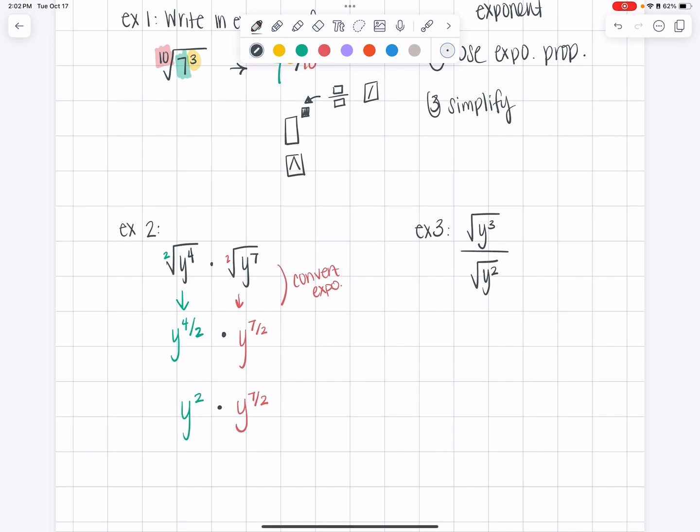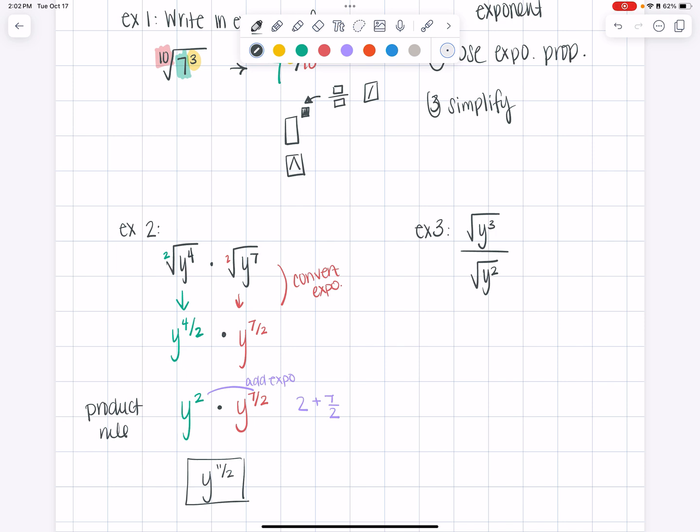And then I have a property, product rule, that says if you have two of the same bases being multiplied, I can add the exponents. So I've got 2 plus 7 over 2. You can use your calculator to do that, which is going to give me 11 over 2. And that's going to be my final answer.